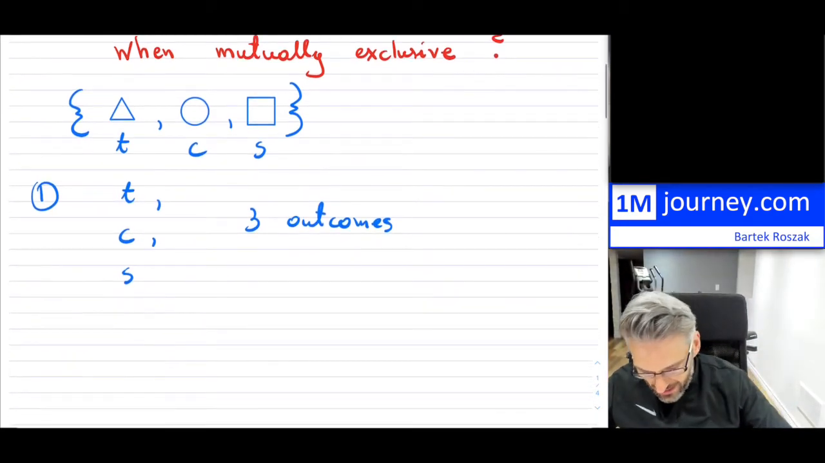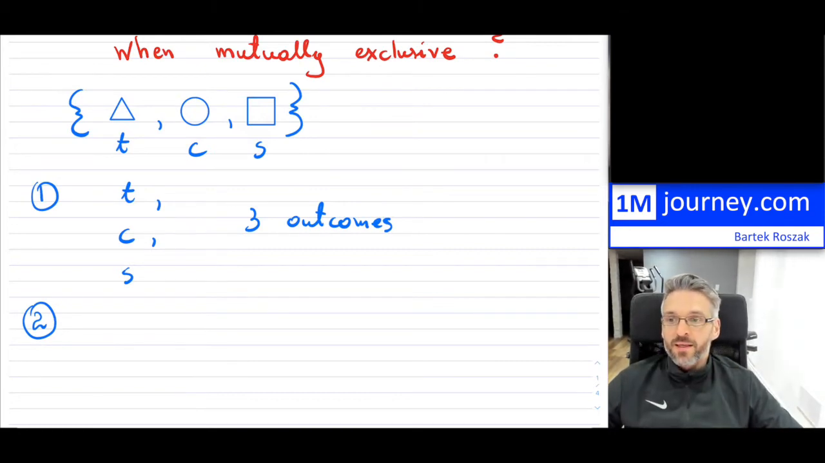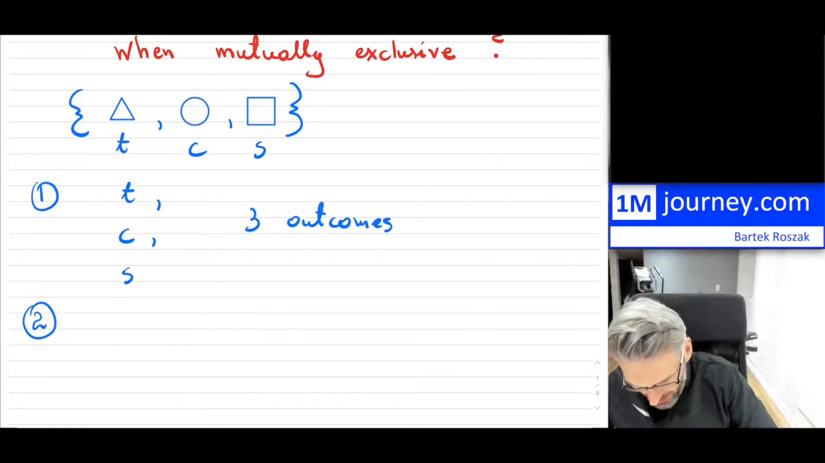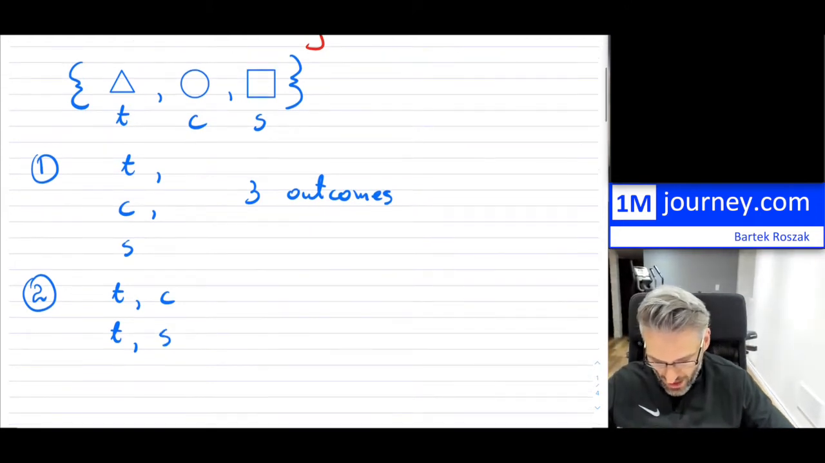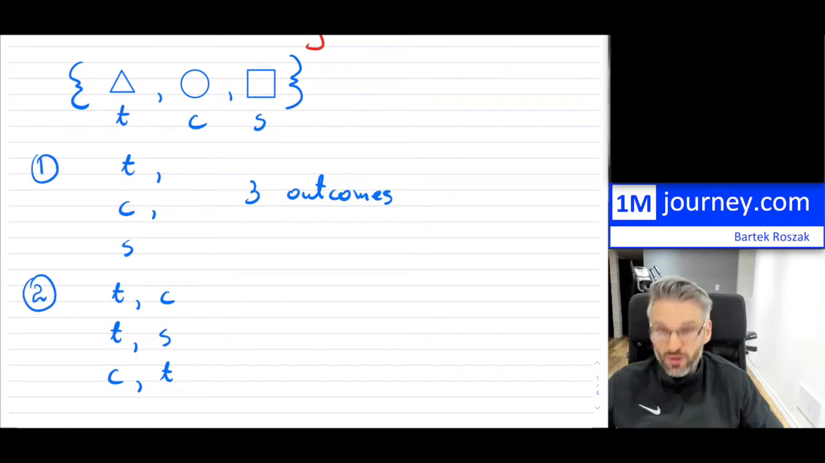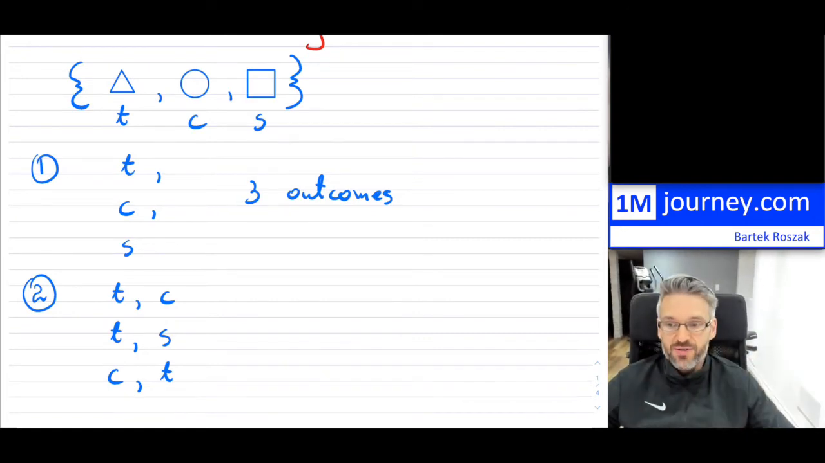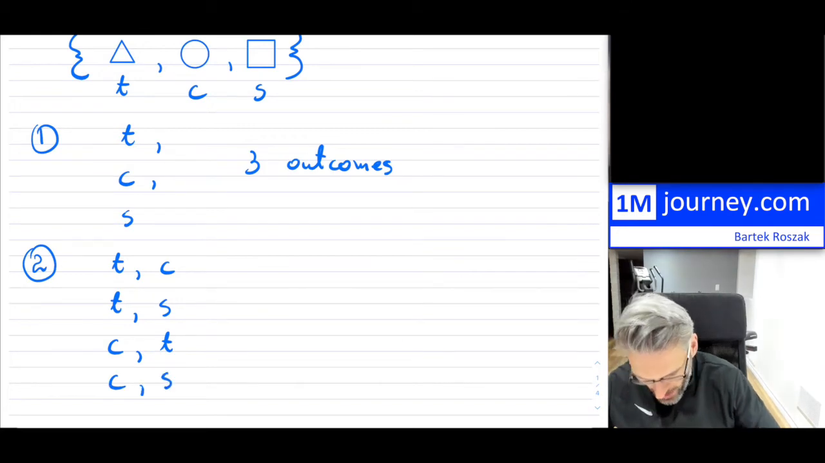Now, if I would send two at the same time, then what could happen is I could send maybe a triangle and then maybe a circle, right? I can do that. Maybe a triangle and then maybe a square. I can certainly do that, right? Then I can send, for instance, maybe a circle and then a triangle. So that would be a little bit different, okay? So the order matters here. I could send a circle and then a square.